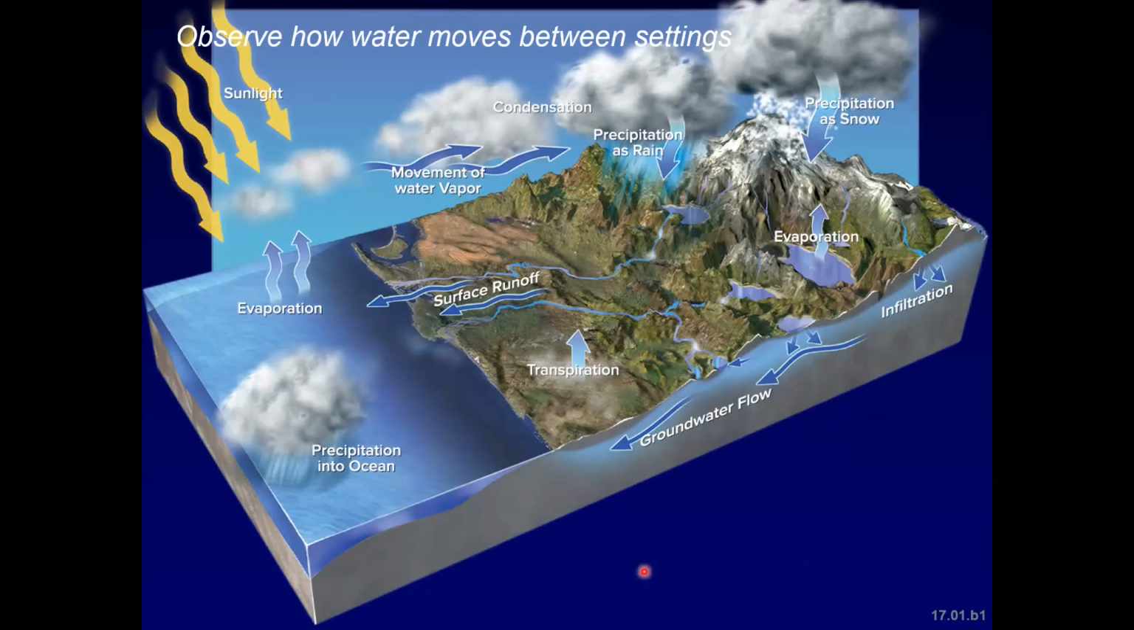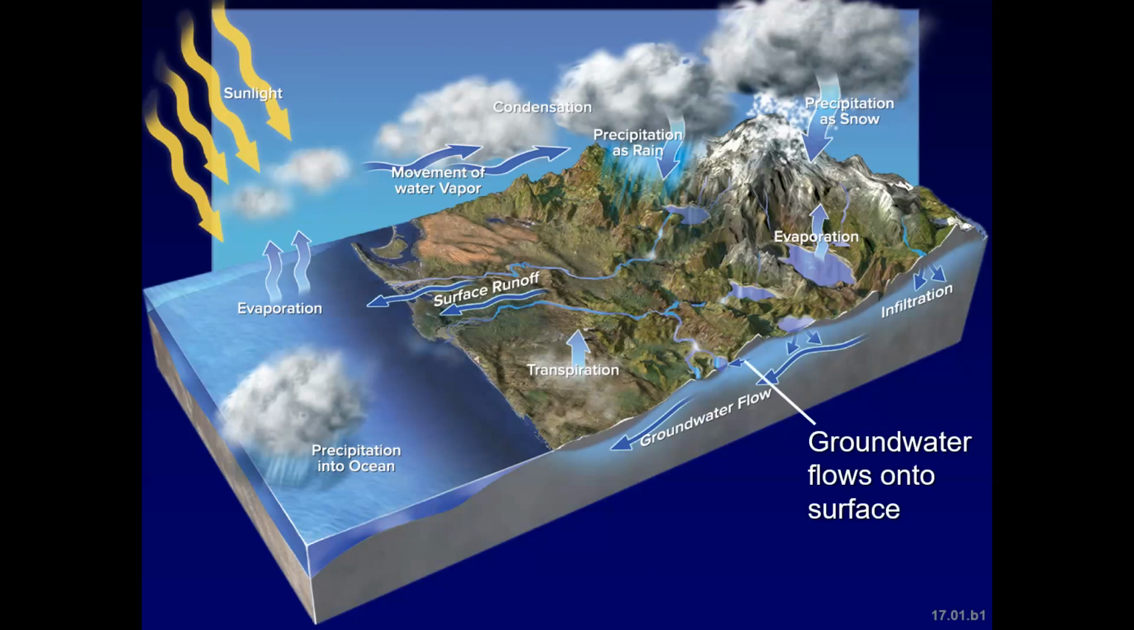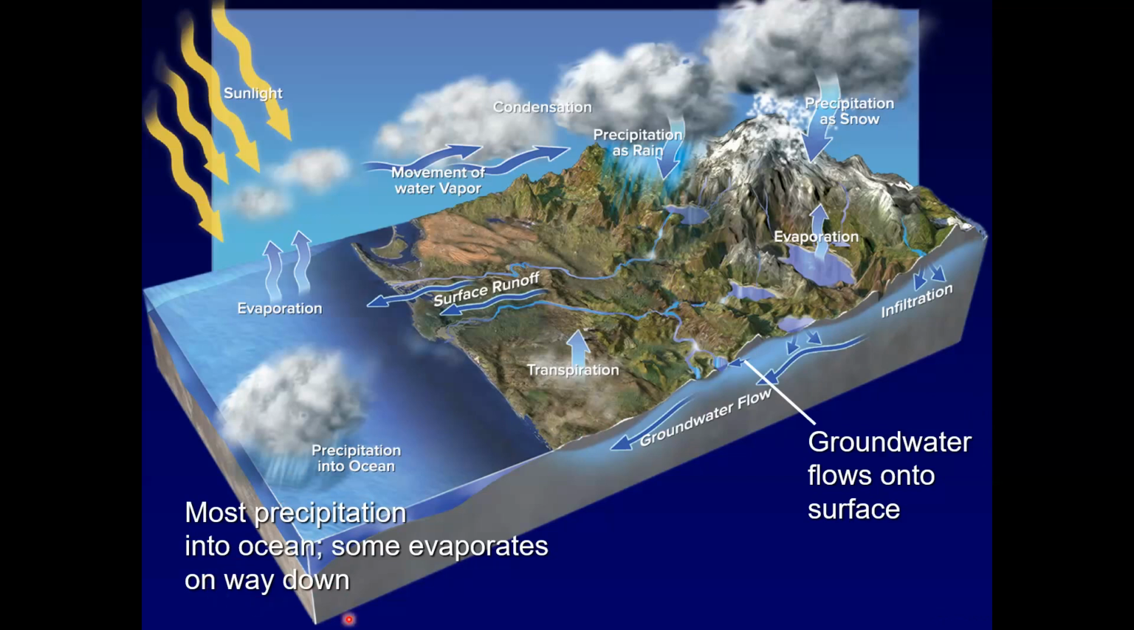We'll think about how water moves between different settings. So when water evaporates, it leaves salt behind. So moisture in the atmosphere is fresh, and rainfall is fresh water. We have groundwater flowing onto the surface as well. Most precipitation goes into the ocean, but some evaporates on the way down. Ocean currents also move water, and of course, water can move between surface and below surface with groundwater. So groundwater can move between rivers and lakes and many other settings.